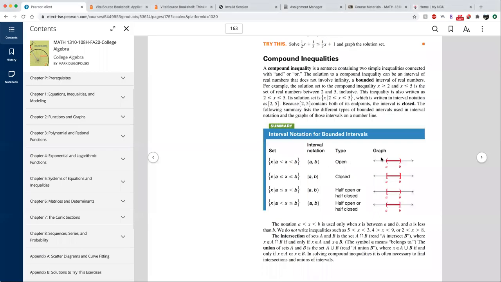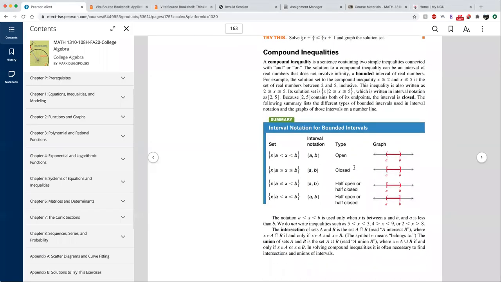So I introduced the four cases of bounded interval: open interval a comma b, closed interval a comma b, and the half open intervals a comma b. The other way to express these solution sets, these intervals, is using set notation. Using the curly bracket, we can express all the numbers between a and b like this, for each case.